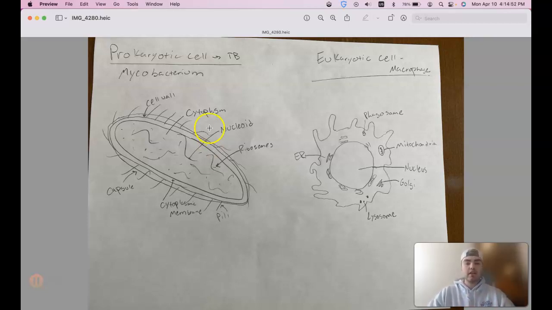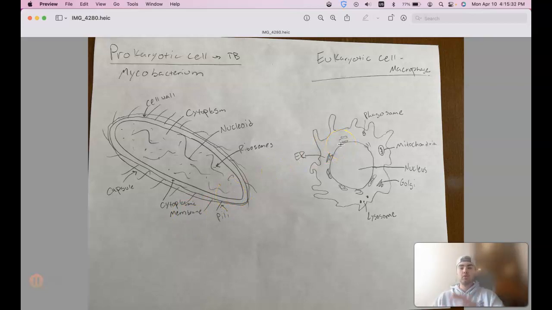So first, on the left here, you have tuberculosis. Now, it looks very similar to a lot of the prokaryotic cells. It has pili on the outskirts. It is encased in a capsule. It also has a cell wall right here, and then it has your cytoplasmic membrane. Now, on the insides, it looks very similar to that of a bacteria. We have the nucleoid right here. We have the cytoplasm, which is the liquid inside, and then we have the studded ribosomes. Now, this is what TB looks like.